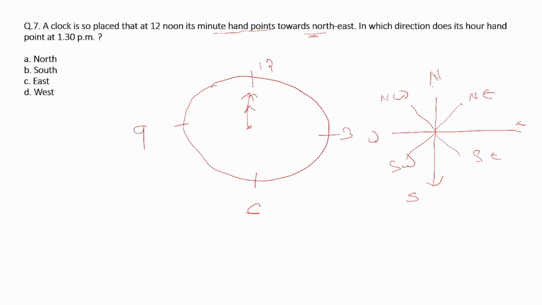This means northeast moves here 45 degree in an anti-clockwise direction. So the lines are moving 45 degree in an anti-clockwise direction. In which direction does it see our hand point at 1:30? So at 1:30, what happens?